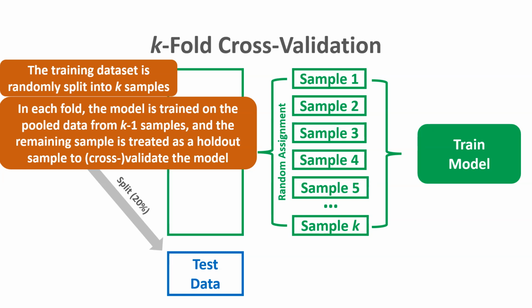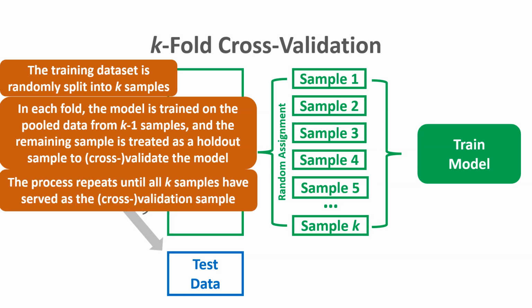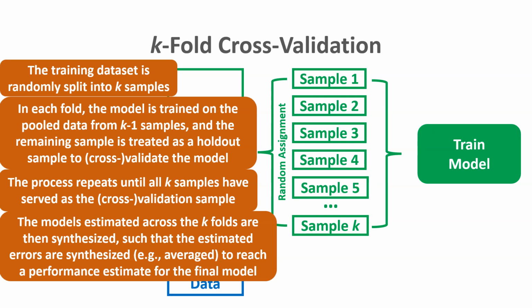So again, we take our initial K samples and then K-1 samples, so we're leaving out one of those samples, and then we're going to train the model on all the remaining samples, and then we're going to cross-validate against that sample that we left out initially. Now this process is going to repeat until all K samples have served as the cross-validation sample.